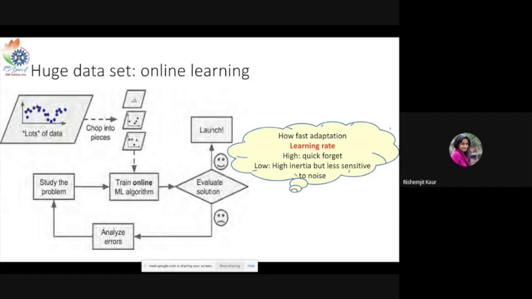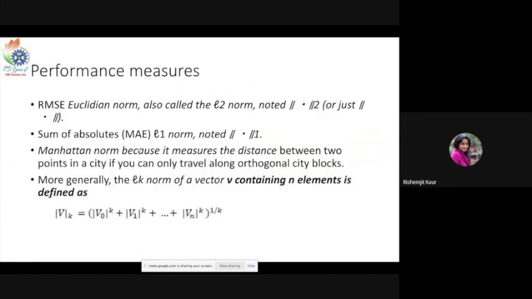So we train the online ML algorithm on top of it, evaluate the solution, analyze the error, study the problem, and then keep on training it on those small chunks sequentially. It has a faster learning rate, but it also forgets quickly. But at the same time it is less sensitive. It gets a chance to learn and be faster in the online environment as well.